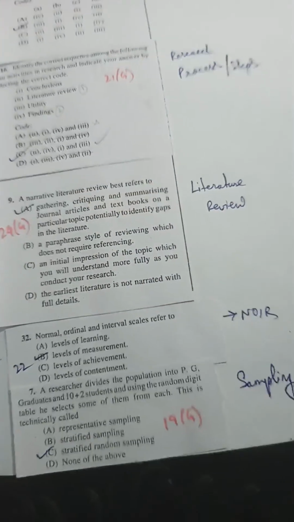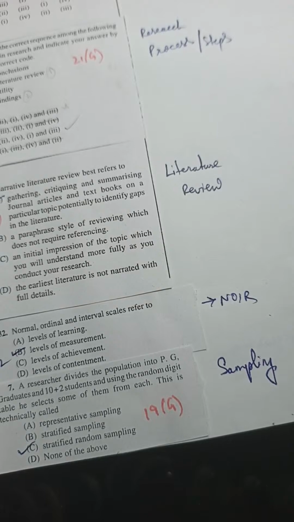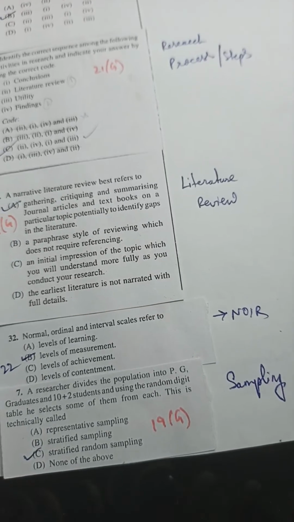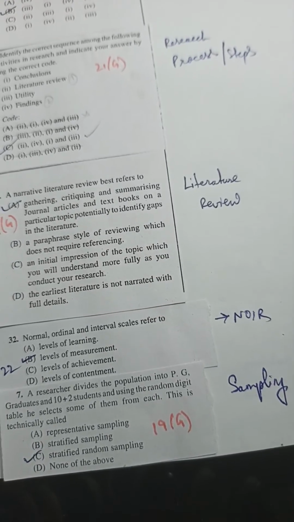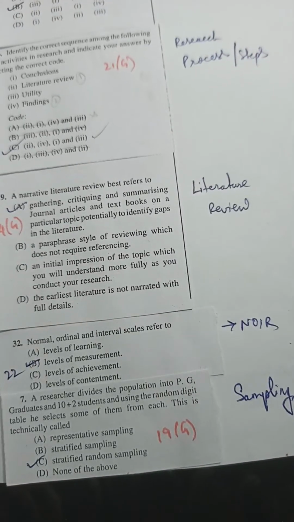Next we have NOIR, nominal, ordinal, interval and ratio, NOIR. So nominal ordinal interval ratio scale refers to level of measurement. It was a very easy question.